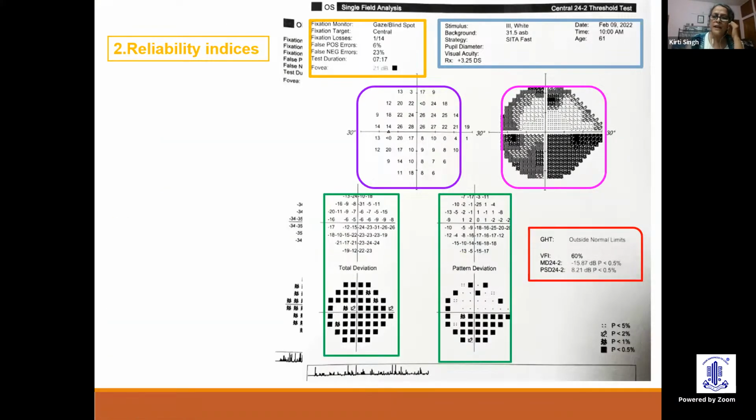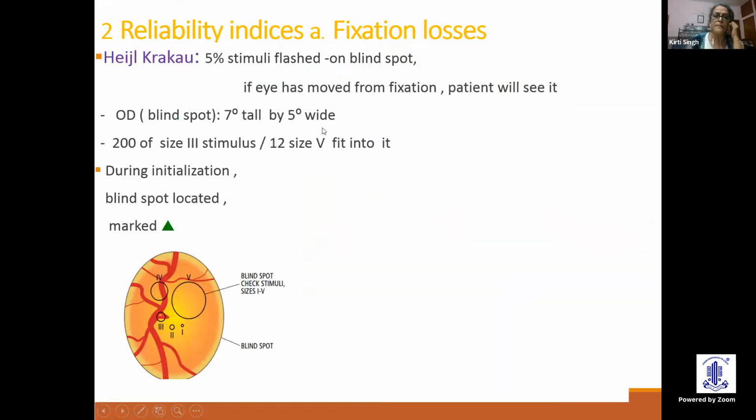Second aspect is the reliability indices. As we talked about the gaze and blind spot, and the fixation target is central: fixation losses, false positive and false negative. Let's come to them one by one. Fixation losses, we talked about the blind spot monitoring or the Heijl-Krakau method. 5% stimuli are flashed on the blind spot. This is the blind spot size, so many stimuli can fit in the blind spot, but if the patient moves more, the blind spot obviously moves. And if the eye has moved from fixation, the patient will see it.